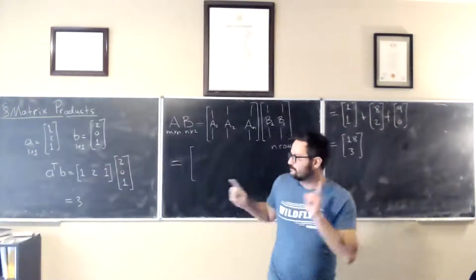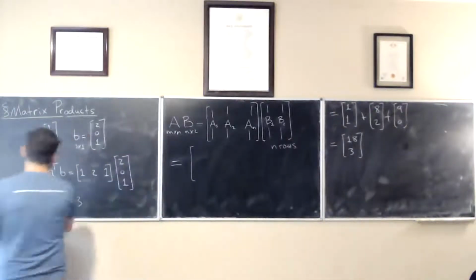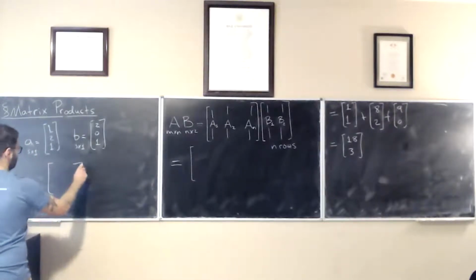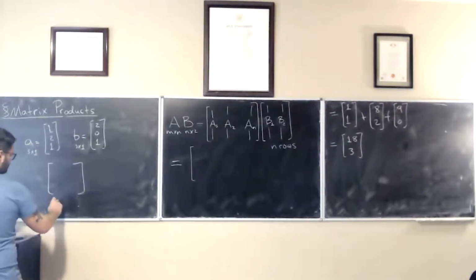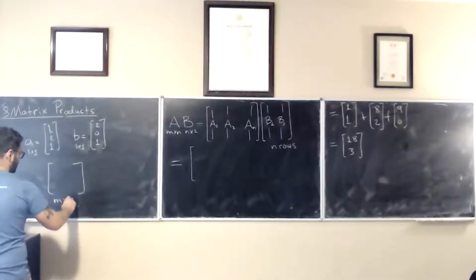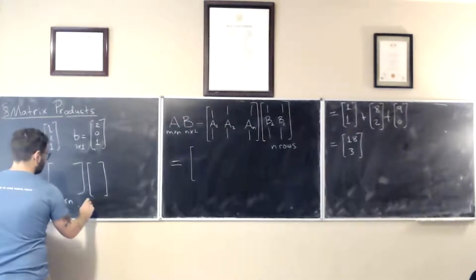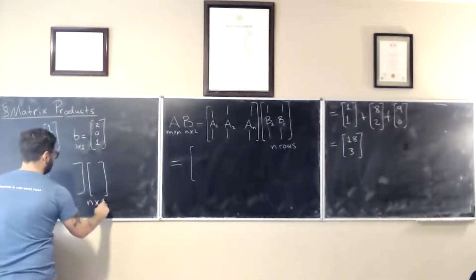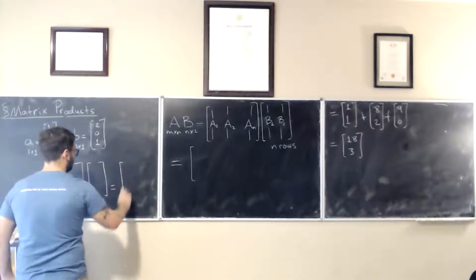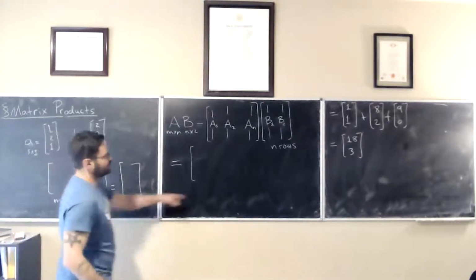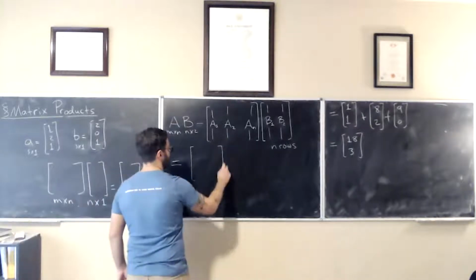So I think about when we did matrix vector multiplication, right? We had m by n times an n by 1 gave us an n by 1, right? So yeah, this is going to be an n by 2.